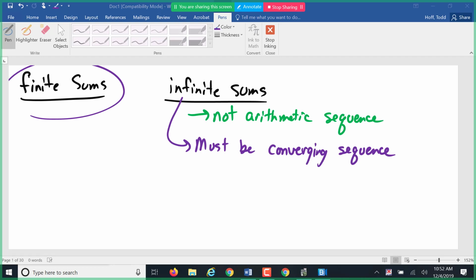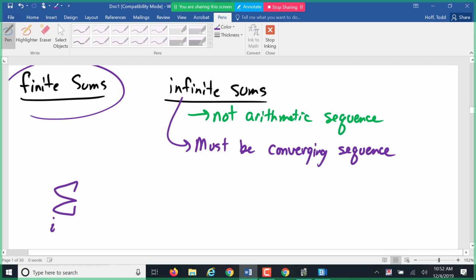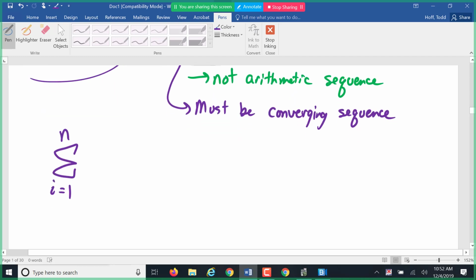So the finite sum for an arithmetic sequence, for i equals 1 to n, where n is a finite number, a whole number I should say, is equal to n over 2 times a1 plus an.